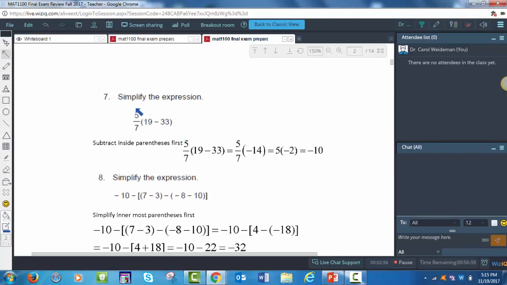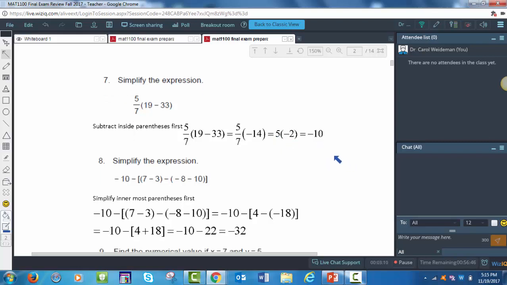Simplify the expression. I'm going to go ahead and simplify inside the parentheses first. 19 minus 33 gives me minus 14. 7 goes into minus 14 negative 2 times. Negative 2 times 5 is negative 10.